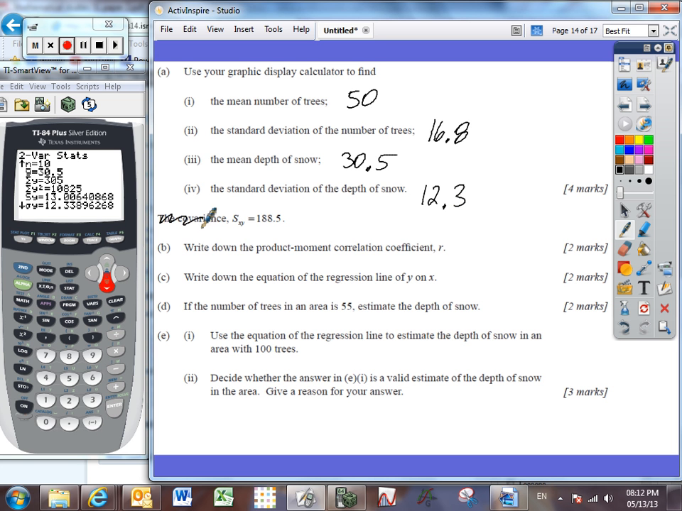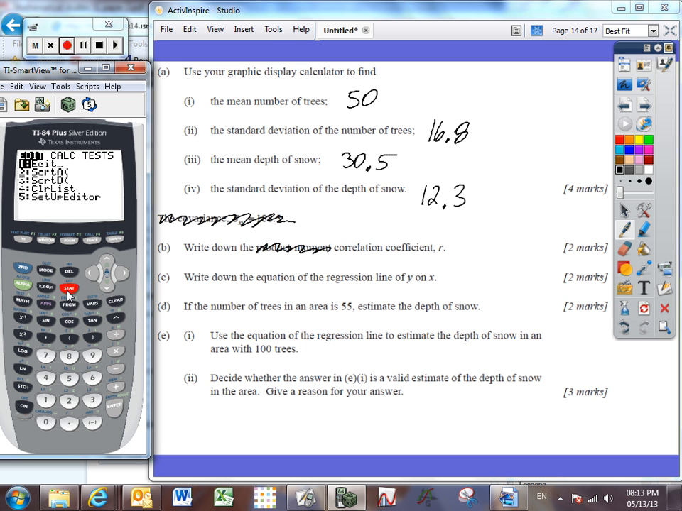This is information you don't need anymore. Write down the product moment. It's fancy words. Write down the correlation coefficient. Okay, we know how to do that. We'll press stat. Hey, wait. I have to do something first, don't I?